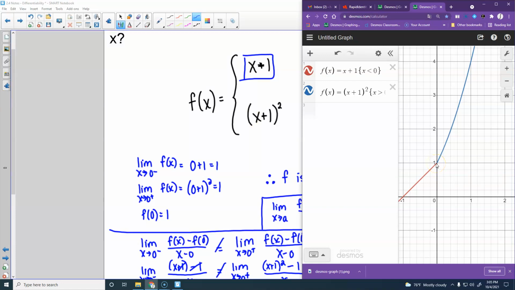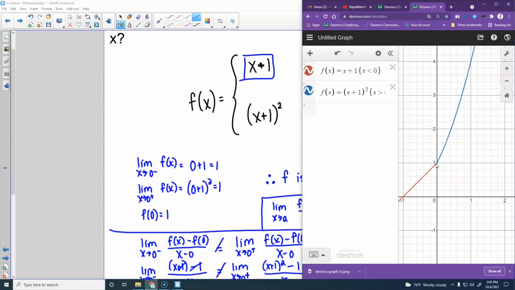At this particular point, we have 2 because we've got 2 different functions coming together. So you would mostly use this for piecewise functions. You would not use this for a quadratic or a cubic or something like that. It would only be where you've got 2 coming together and you want to see if they have the same slope from the left side and the right side.